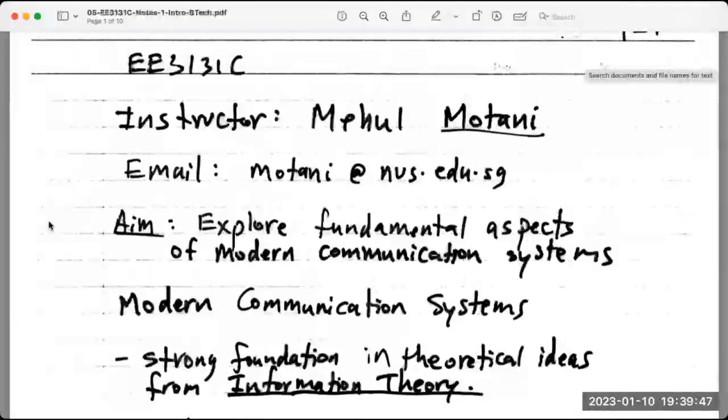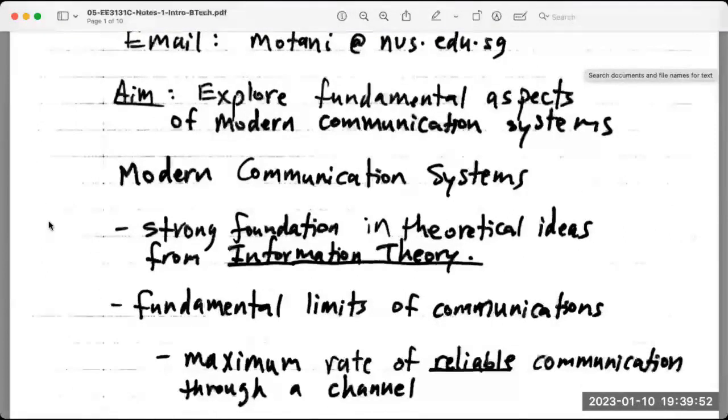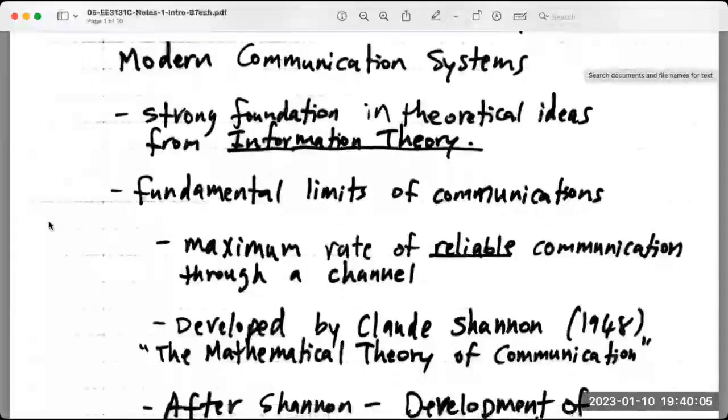So I think you already know my name, how to contact me, and this class is about modern communication systems, and the aim is we're going to explore fundamental aspects of modern communication systems, and as I mentioned to you earlier, there's a strong foundation. So the reason that modern communication systems have been so successful is that there's a strong foundation in theoretical ideas, specifically from information theory. And information theory is about the fundamental limits of communication.